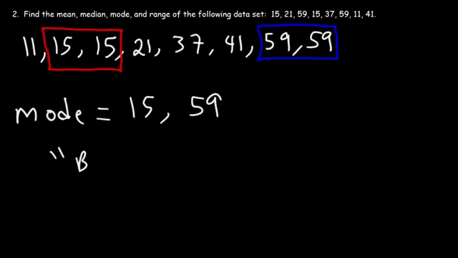So what we have is something known as a bimodal data set because there's two modes instead of one. It's not unimodal.